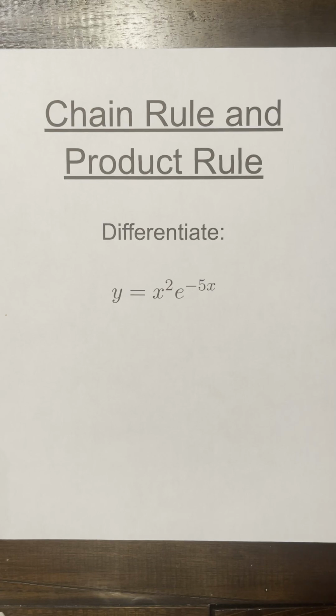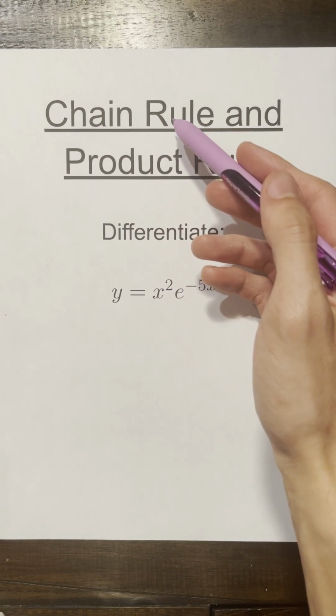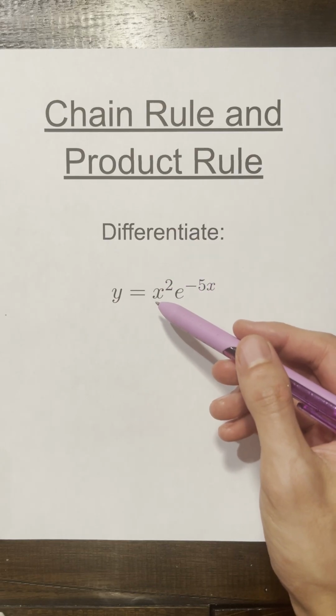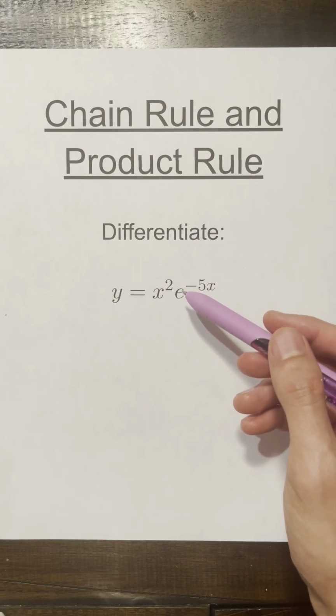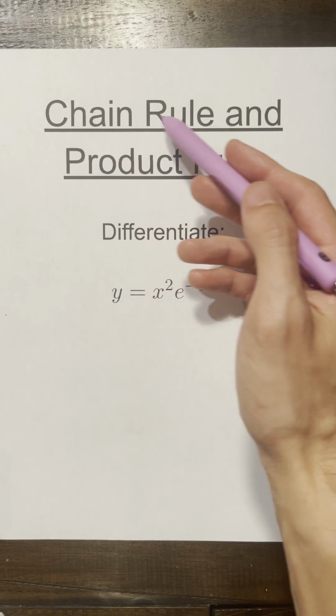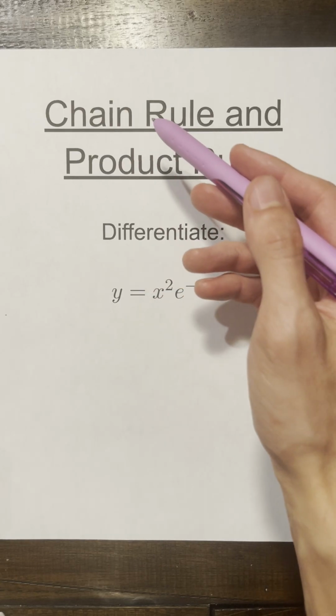In this problem, we're going to be using chain rule and product rule to differentiate x squared times e to the power of negative 5x. So if you need a refresher on these, I've got some videos on them.